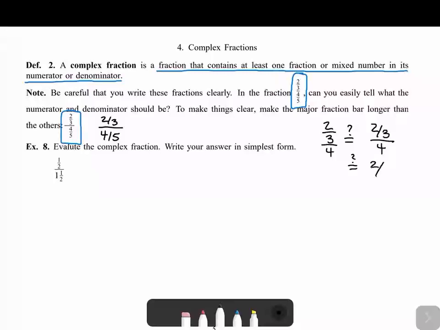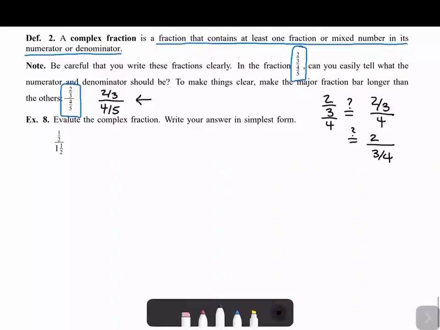Or is it equal to 2 divided by 3/4? Because those aren't going to give you the same answer. So make sure that you clearly distinguish either by writing things slanted like this or making one of the fraction bars a lot longer. Okay, so we're just going to do one quick example of how to evaluate a complex fraction. So we're going to look at 1/2 divided by 1.5.